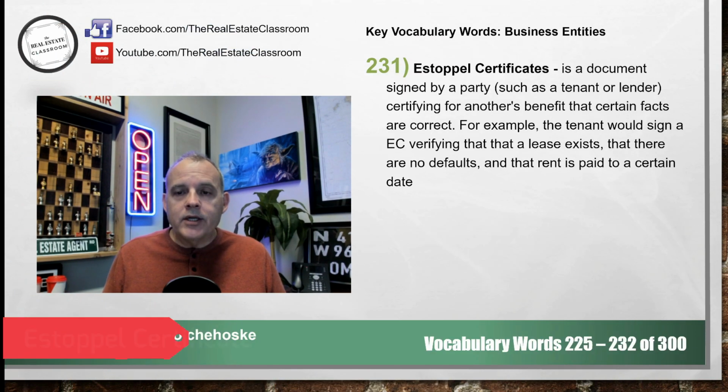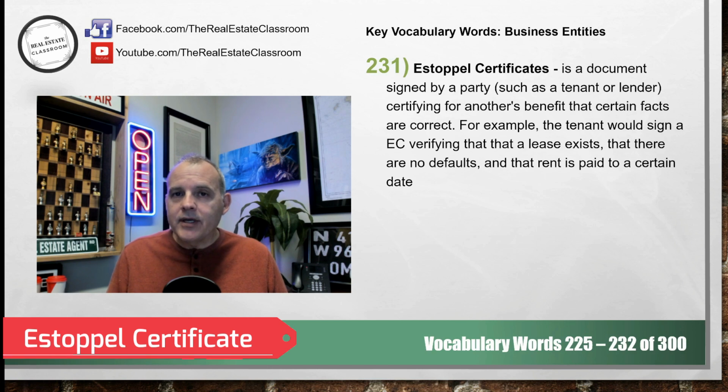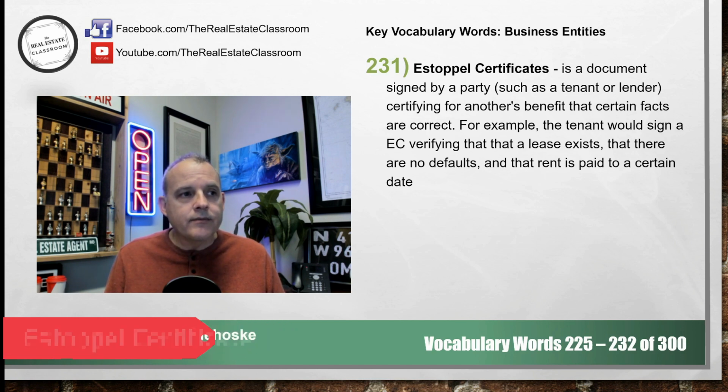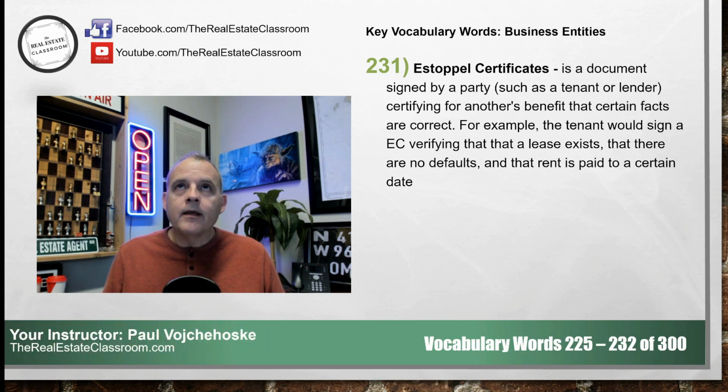Number 231 is what's called an Estoppel Certificate, and this is so confusing for students. An Estoppel Certificate is a document, and it's signed by the party on behalf or for the benefit of another party. The most common way that we see Estoppel certificates: let's say that I own a strip mall and there are 10 bays and there are 10 tenants. And I want to refinance that strip mall.